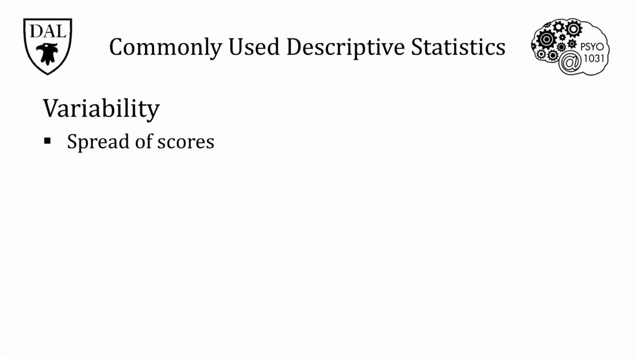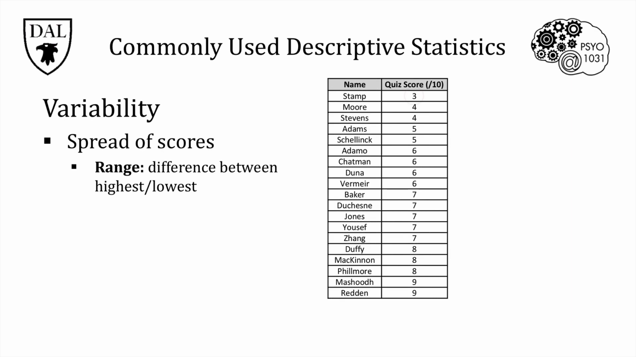Other commonly used statistics are measures of variability, or spread of scores in a dataset. The simplest measure of variability is the range, which is the span between the highest and lowest values. For our quiz, the highest score was 9 and the lowest score was 3, so the range is 6.